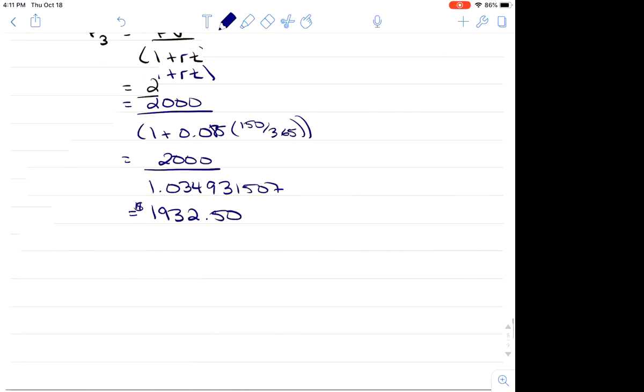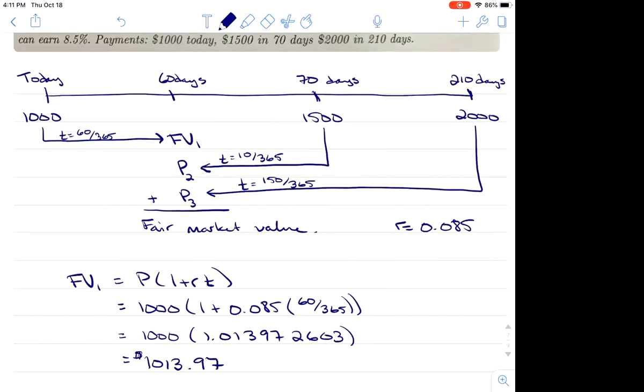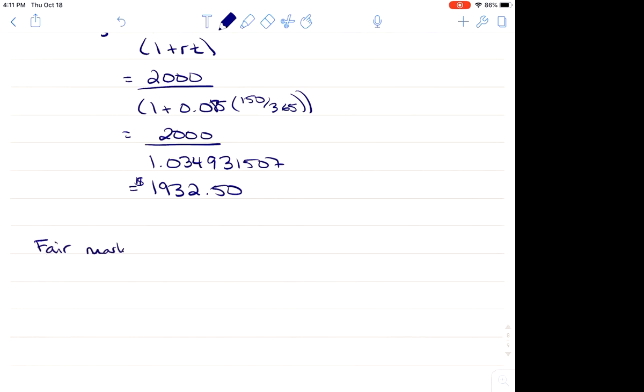Now we have all three of these components, right? So we can calculate the fair market value by just adding all of them up. So fair market value at 60 days is future value 1 plus P2 plus P3.